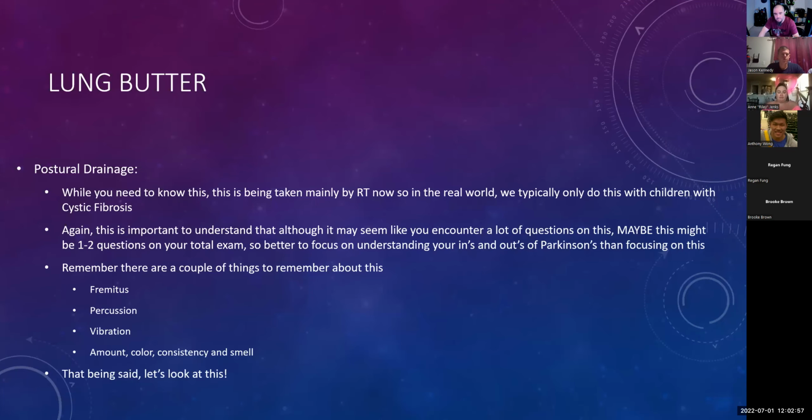Lung butter. Lung butter is the stuff that patients cough up, right? Again, good news is most of this is now being taken by respiratory therapy. So hopefully this will never be in the boards ever again, but we still have to know it, right? There might be 1 or 2 questions on it.